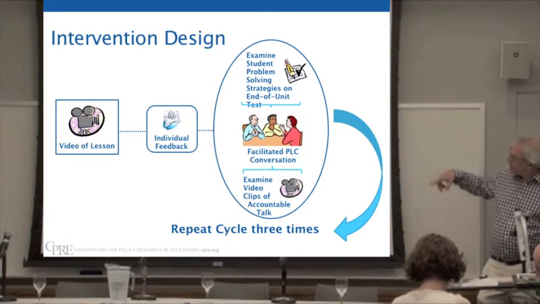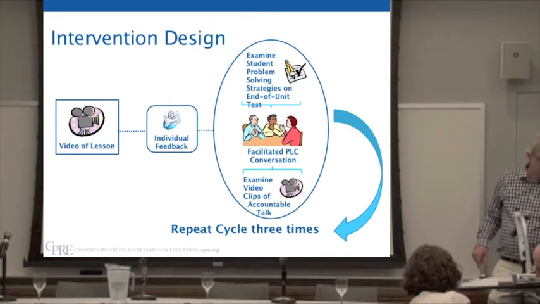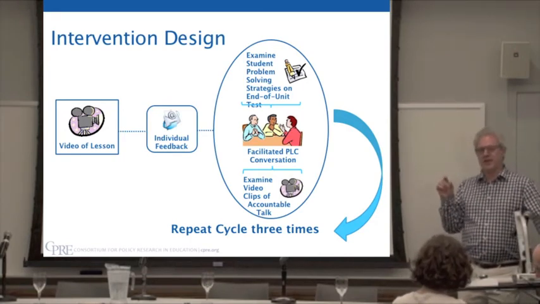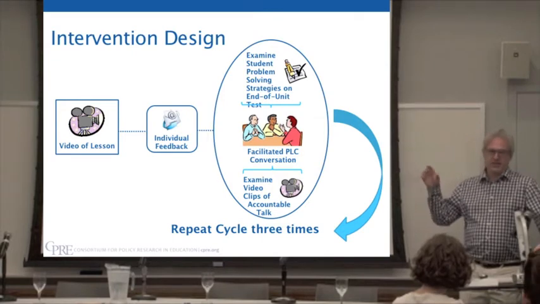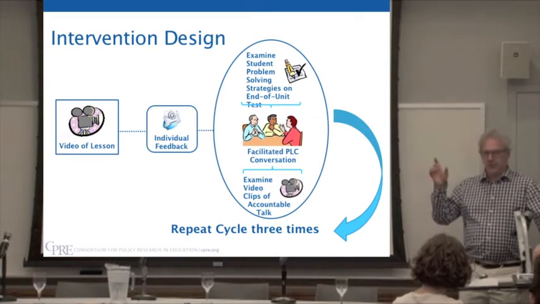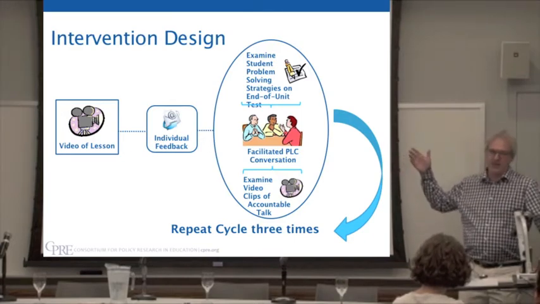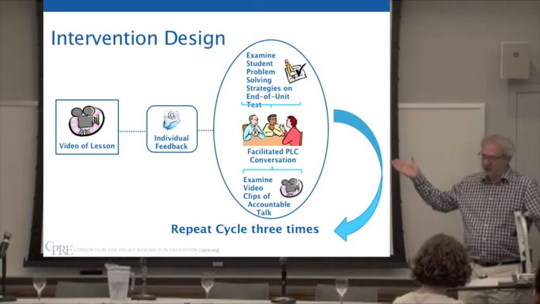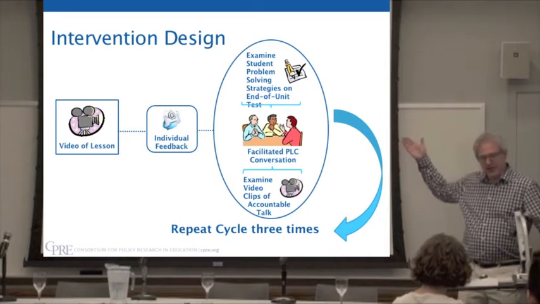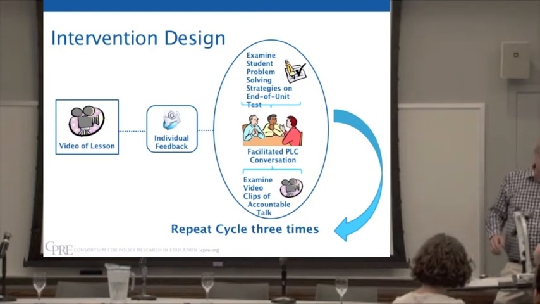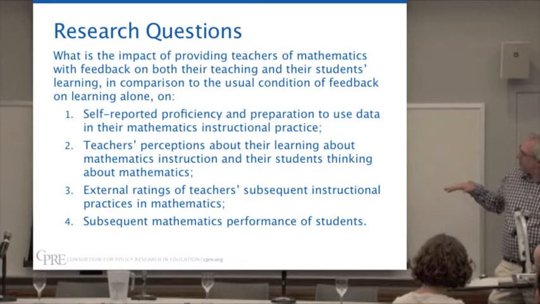Right. So this whole process occurred in three cycles over the course of the year. It depended on the curricular sequence for that particular grade level. So we picked three units that had some progression across them, with the idea that this feedback would be more useful if you had another opportunity in that same domain to engage with these concepts. So we did this for three cycles. And so this was the intervention.